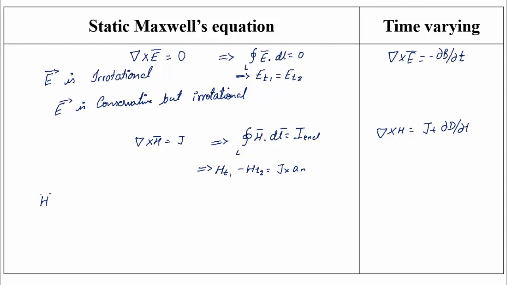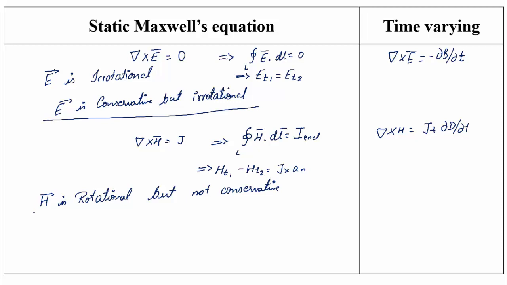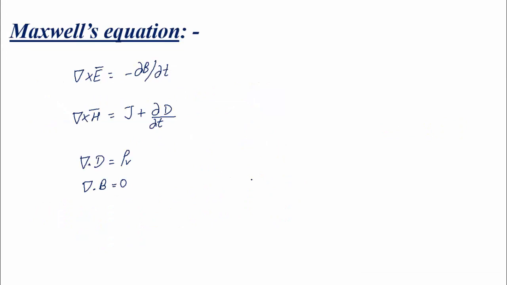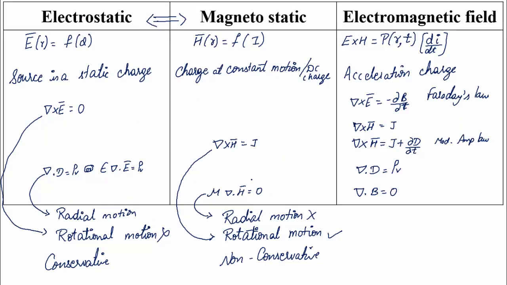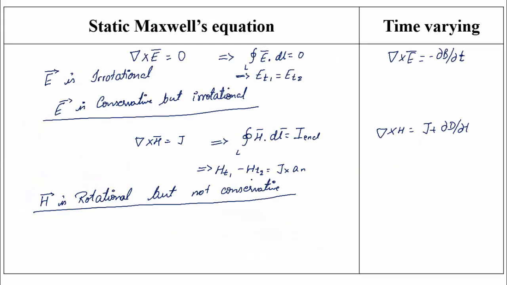So from this, I can define that magnetic field is rotational. Magnetic field is rotational but not conservative. These things are very important. If you are preparing for UGC NET exams or engineering service examinations, you have to remember these things: which is rotational, which is conservative, which is not rotational. Take a snapshot of it and even take a snapshot of this one also. So this is very important.